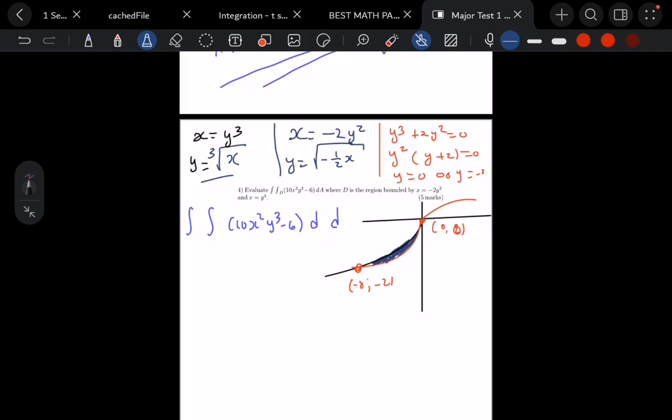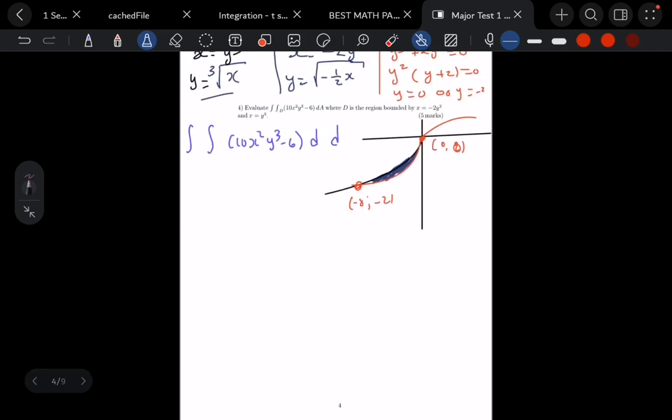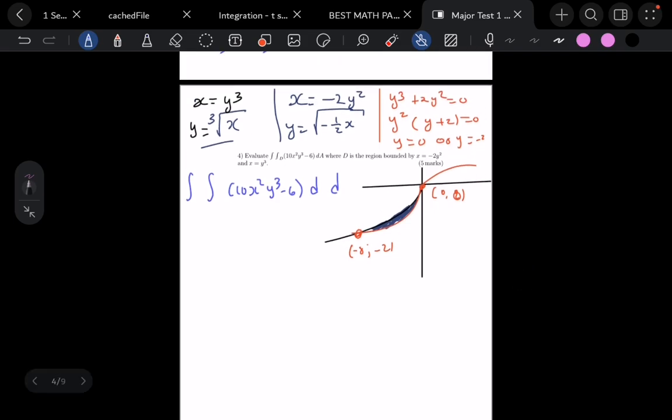Now what type is this? I don't care, you can do it with type 1 or type 2. But let us do it with y and then x, to make things very simple.